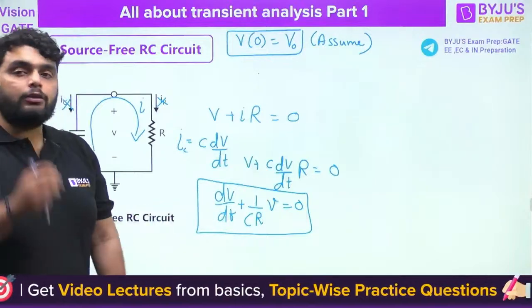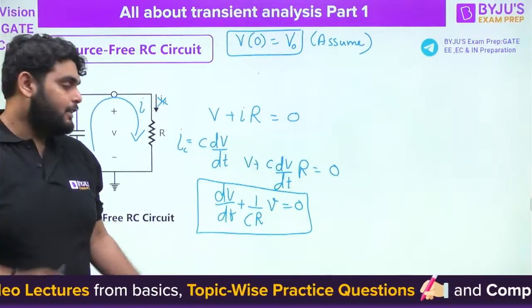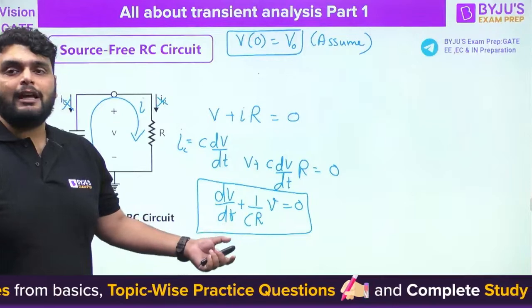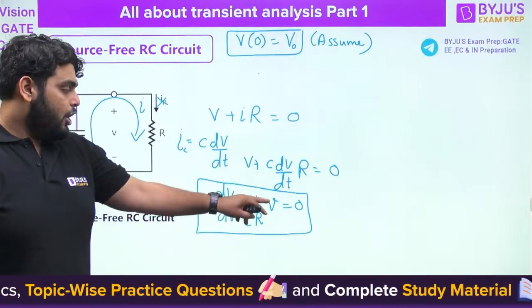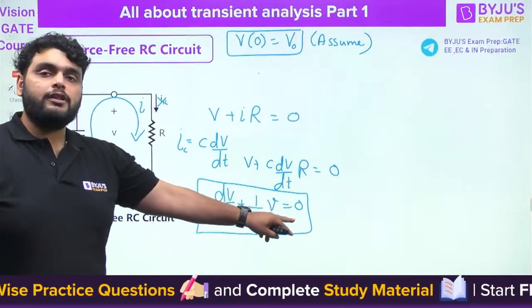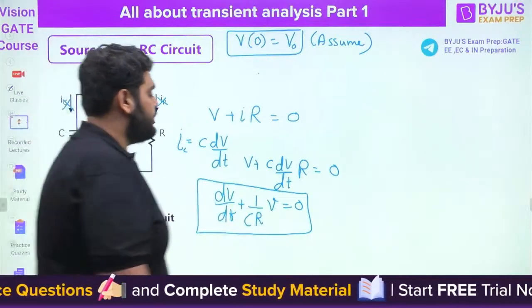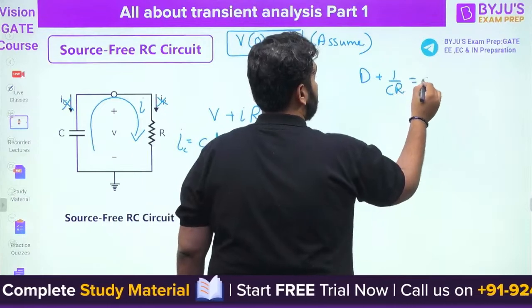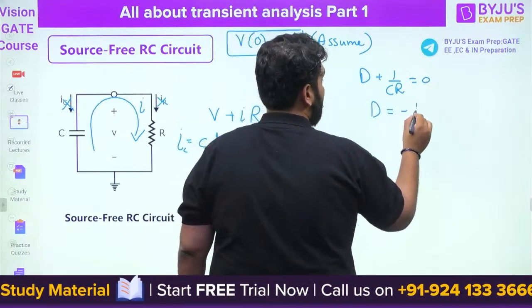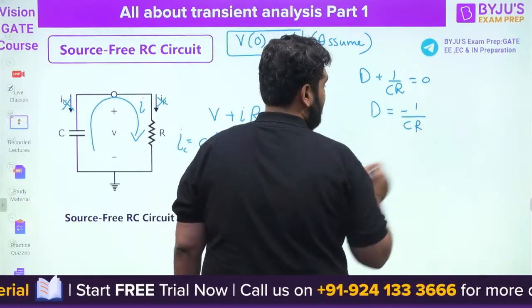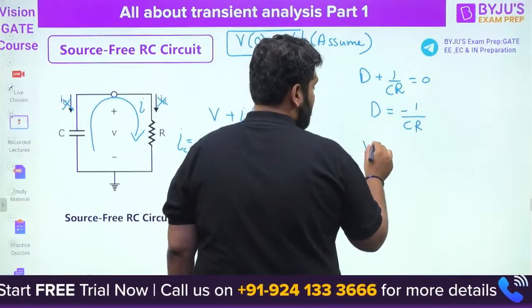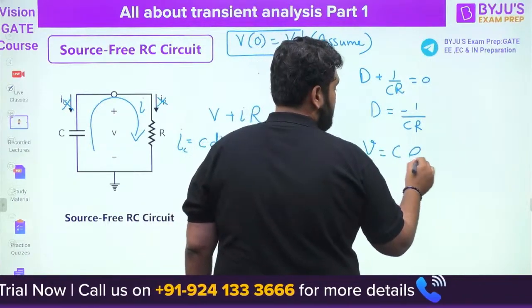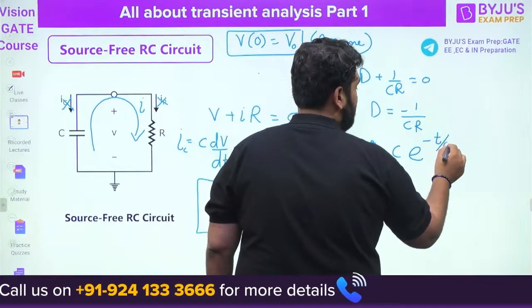Now, how to find the solution for the differential equation? Remember, we find the complementary function and particular integral method. Here you can say it is a homogeneous equation because it is equal to 0. So what are the roots here? Roots are D plus 1 by CR equal to 0, so the root comes out to be minus 1 by CR. If this is the root, then voltage is equal to C e raised to power minus t by RC.